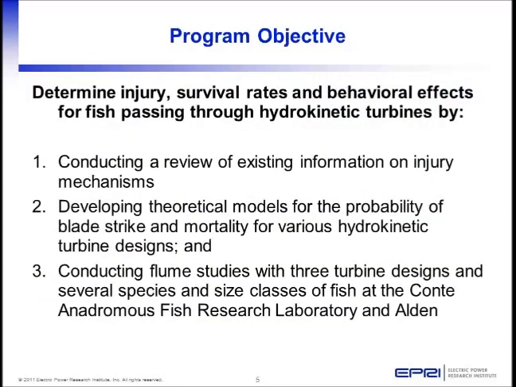Slide number 5, please, Anna. Our objectives for this research were to determine injury and survival rates as well as behavioral effects for fish passing through hydrokinetic turbines. That was done in three ways: conducting a review of existing information on injury mechanisms, primarily derived from conventional hydropower studies, and examining how that could be translated to hydrokinetic turbines. Secondly, theoretical models were developed for hydrokinetic turbines to predict the probability of blade strike and mortality for various hydrokinetic turbine types. And thirdly, laboratory flume studies using 3 different turbine designs in which fish were exposed to operating turbines in the laboratory flume.